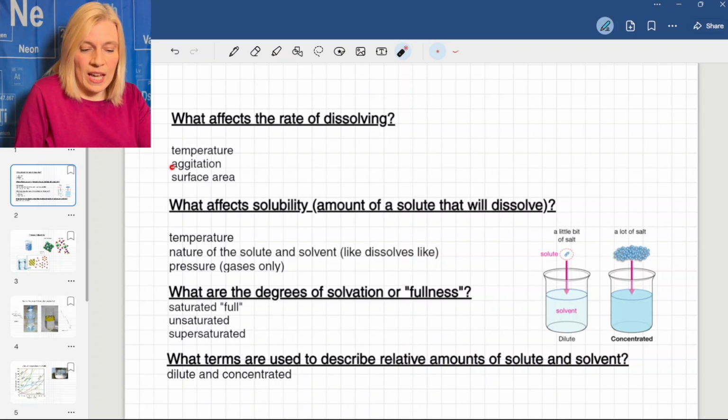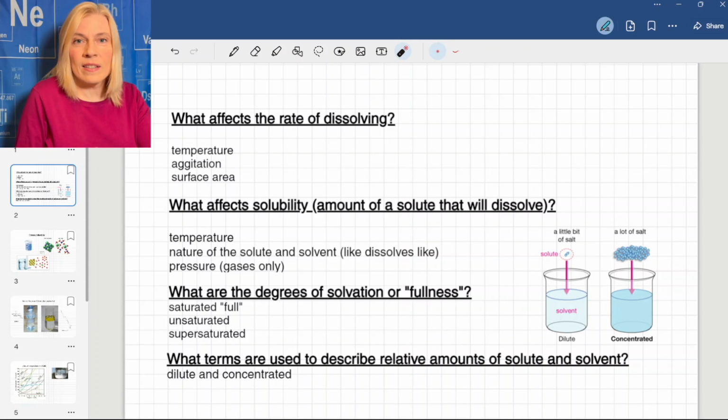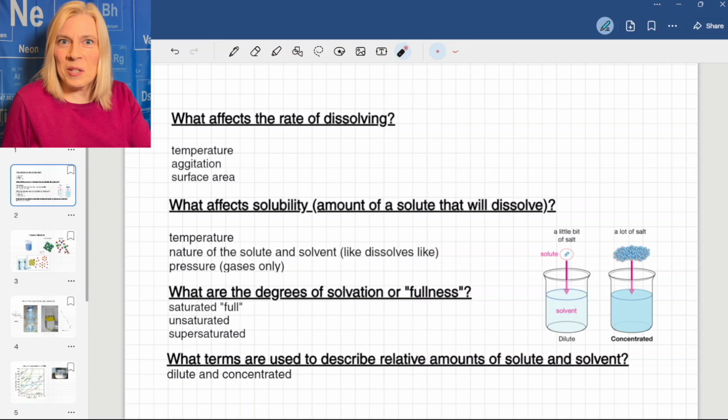Another example is agitation. That means, do you stir? Again, going back to our iced tea example, if you stir the sugar, it will dissolve much faster than if you don't. And surface area. Let's go back to our iced tea. If you put sugar cubes versus powdered sugar, powdered sugar will dissolve much faster because it has way more surface area than sugar cubes. You will need to stir more if you put sugar cubes.